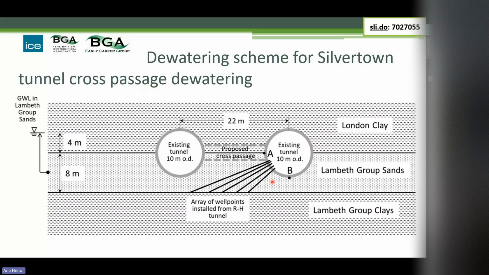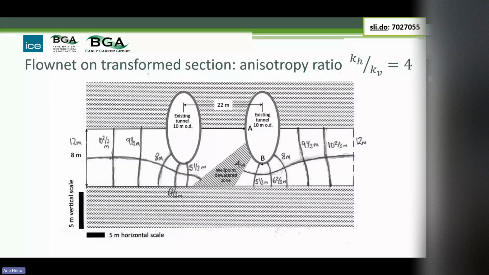So I decided I would set this as a flow net, and that's what I did. The first thing is that we're only really interested in what's going on in the sands. The clay above and the clay below we can assume are effectively impermeable. The second thing is that the sands are anisotropic, so we have to shrink the horizontal dimensions to draw a flow net by the square root of the ratio of permeabilities. So they're shrunk, I think, by a factor of root 4, which is 2.